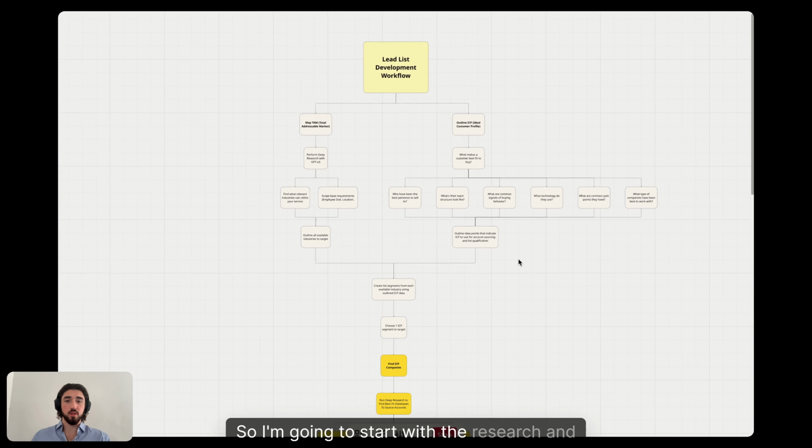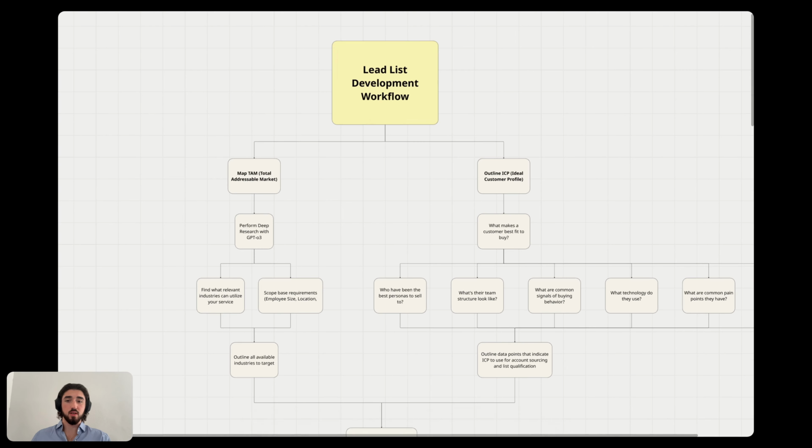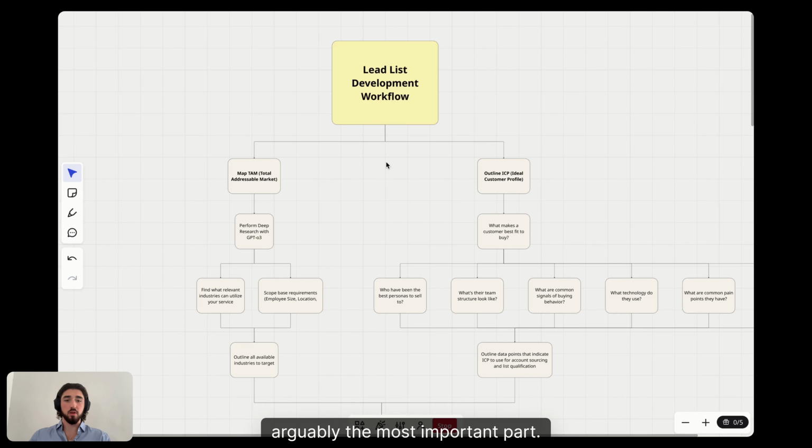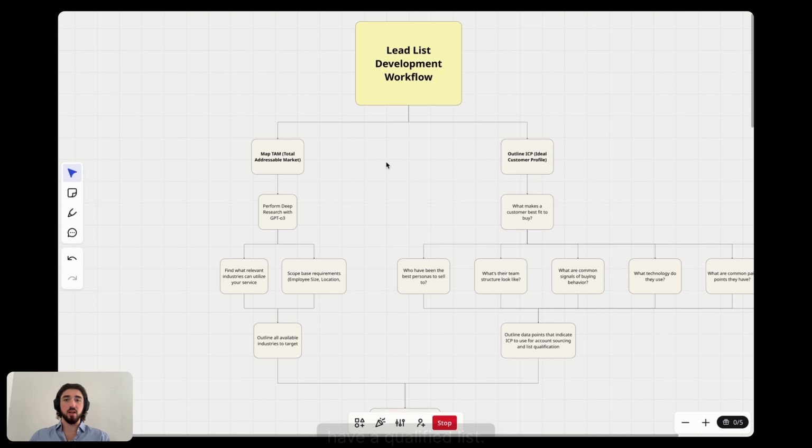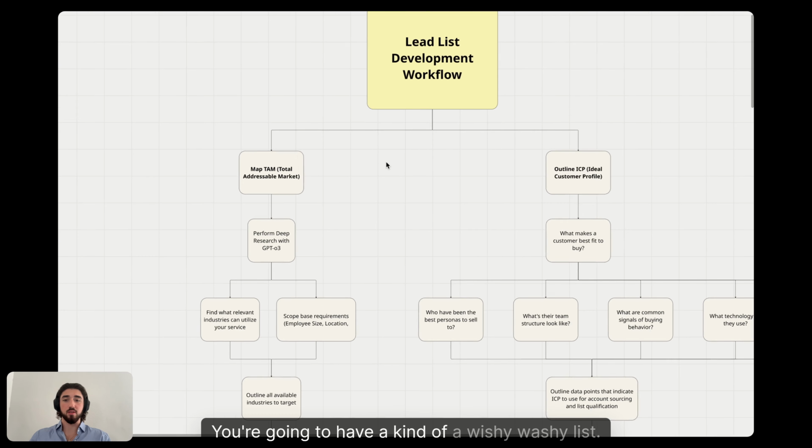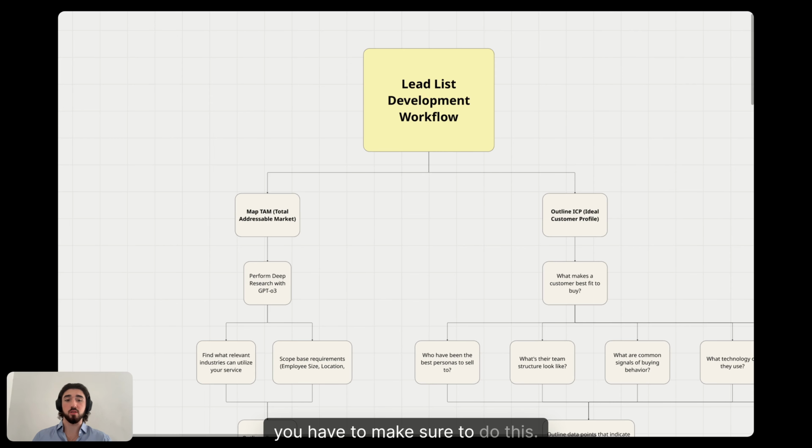So I'm going to start with the research and development phase because it's arguably the most important part. If you don't do this, then you're just not going to have a qualified list. You're going to have a kind of wishy-washy list. So you have to make sure to do this.